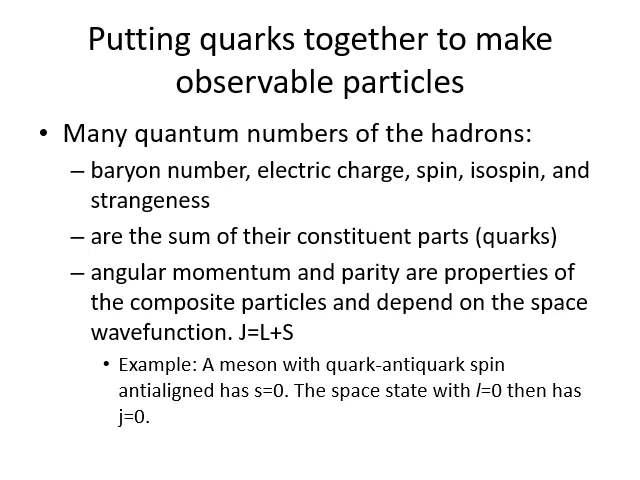So we can now look at the patterns of putting quarks together in order to make the observable particles. A lot of the quantum numbers that we observe of the hadrons, that is the baryon quantum number, charge, spin, isospin, strangeness, are actually just the sum of the constituent parts, the quarks. Angular momentum and parity are properties of the composite particles and depend upon the space wave function. So the angular momentum of the combination of quarks can become important. Here, a meson with a quark-antiquark, spin anti-aligned, has spin 0. The space state with angular momentum equal to 0 then has total angular momentum equal to 0.